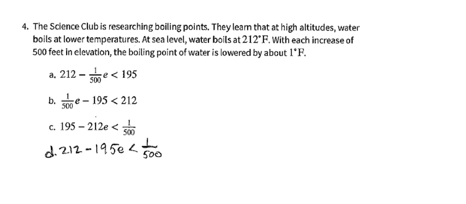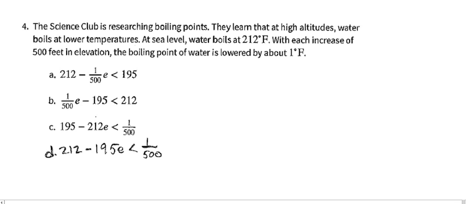All right, mathematicians, number 4, here we go. Science Club is researching boiling points. They learn that at high altitudes, water boils at a lower temperature. At sea level, water boils at 212 degrees Fahrenheit. With each increase of 500 feet in elevation, the boiling point of water is lowered by about 1 degree Fahrenheit.